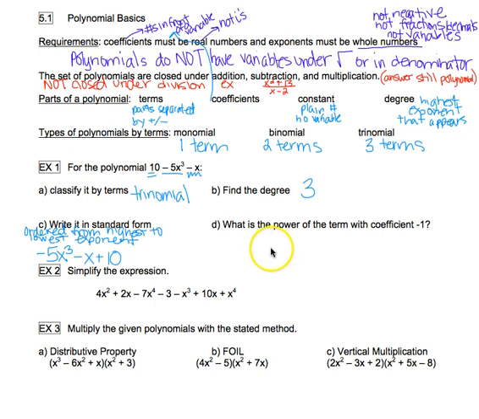What is the power of the term with coefficient -1? Coefficient means the number in front of the variable. So this coefficient isn't -1, it's -5. This one is. It's asking what the power is, so that would mean the exponent. Remember, if no exponent is written on a variable, it's understood to be a 1.